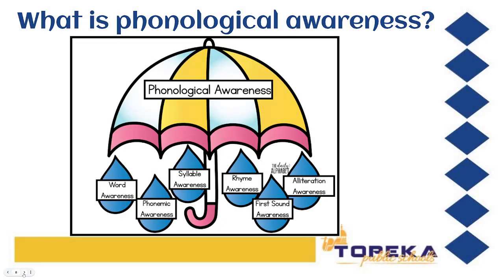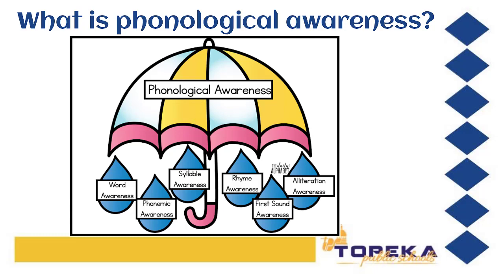So you'll see on the screen a picture of an umbrella, and we consider phonological awareness an umbrella term. And an umbrella term of phonological awareness means that we're looking at the following elements. We'll see word awareness. Notice right here, phonemic awareness falls under the umbrella of phonological awareness. So we'll look at that more in just a moment.